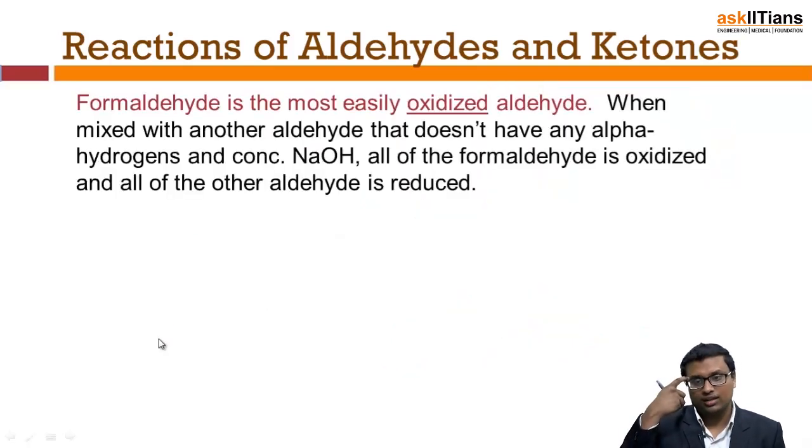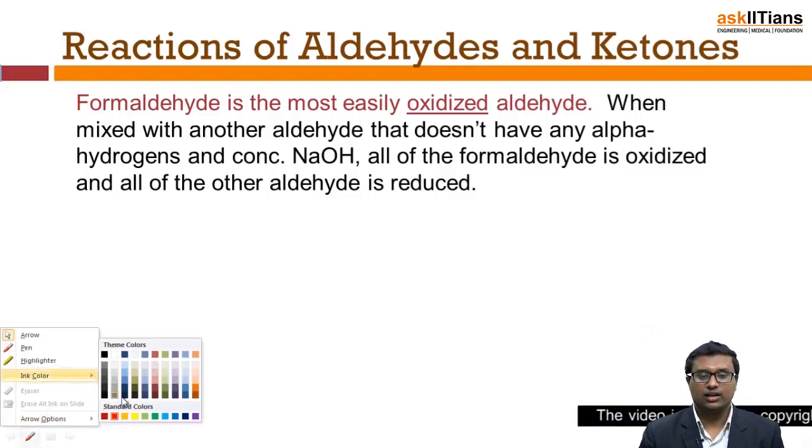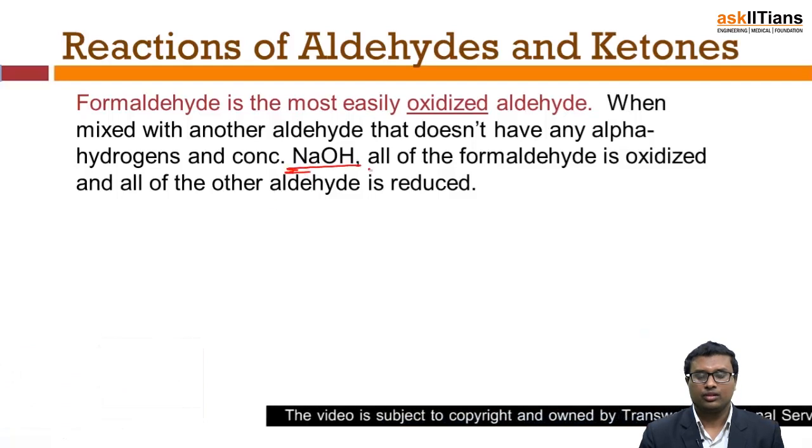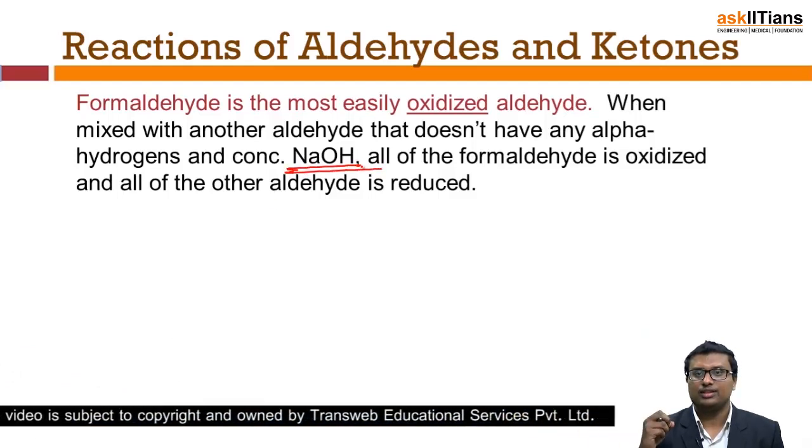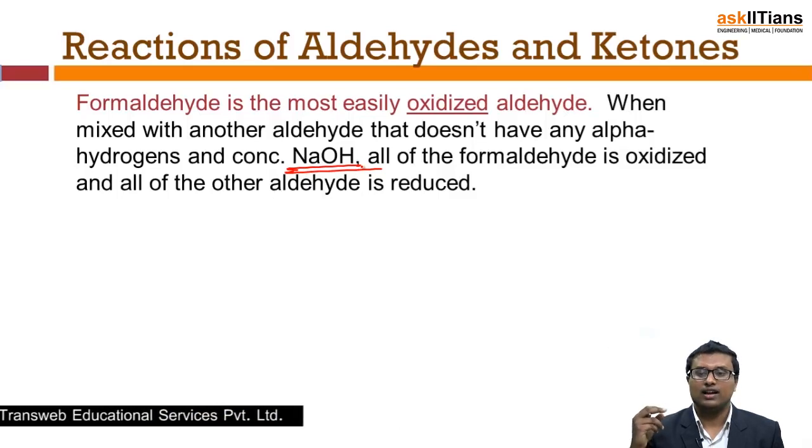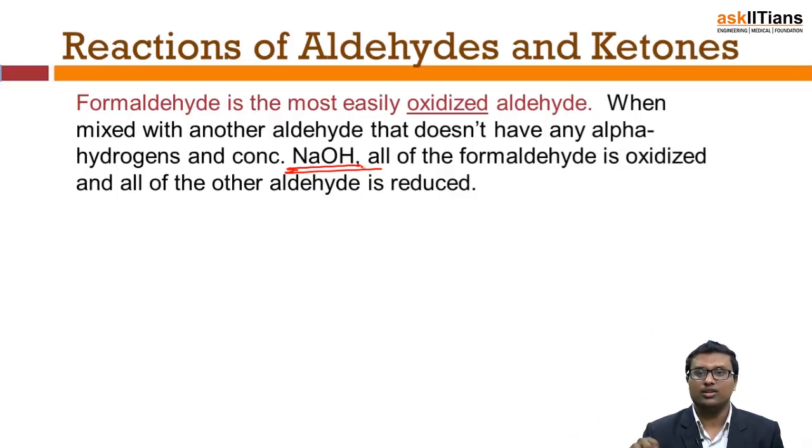Formaldehyde is the most easily oxidized aldehyde. When mixed with another aldehyde that doesn't have any alpha hydrogen, so both aldehydes don't have any alpha hydrogen, and you are using concentrated NaOH, since there are 2 aldehydes now, one aldehyde will be oxidized and the other will be reduced. You know that an aldehyde can be oxidized to an acid, and reduced to an alcohol.